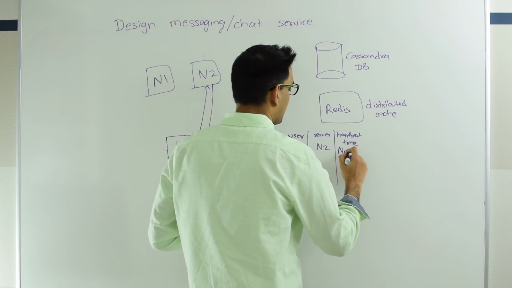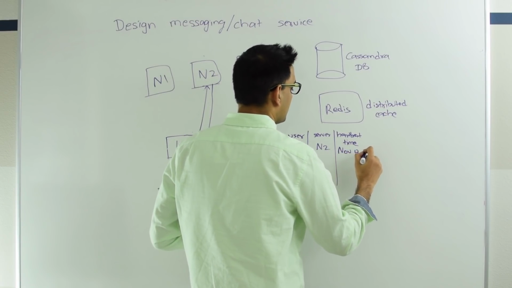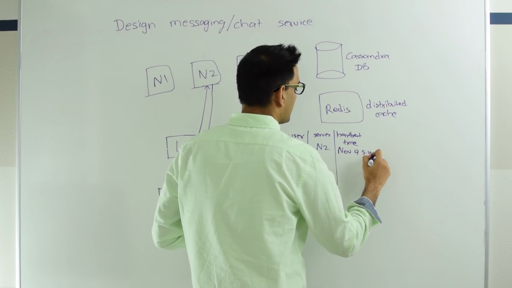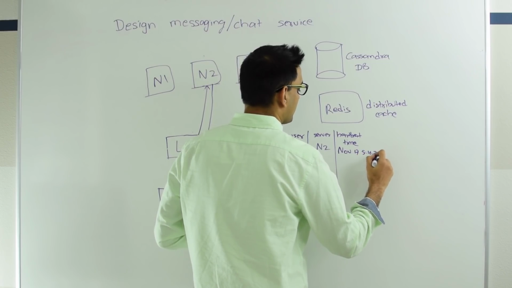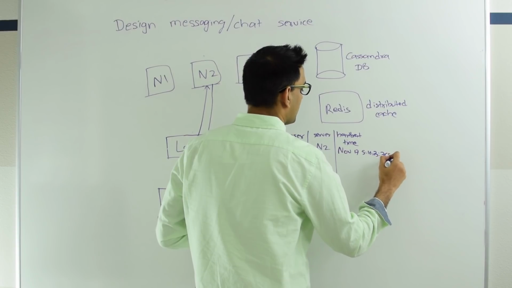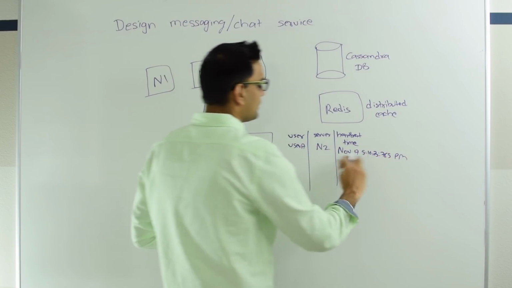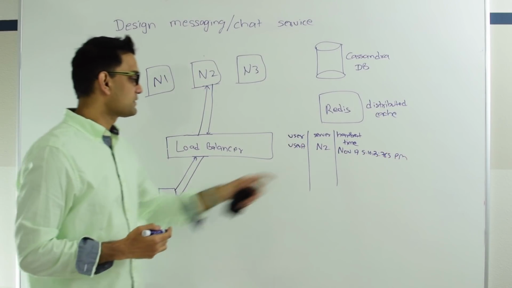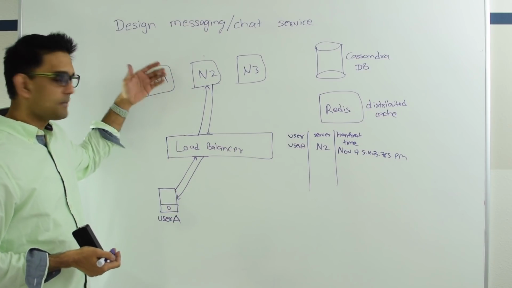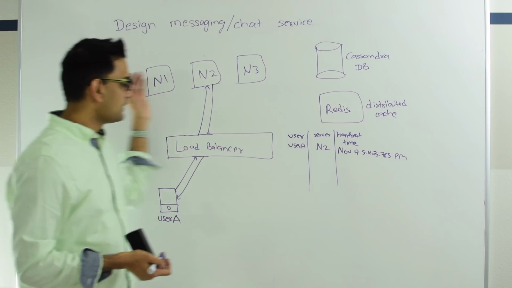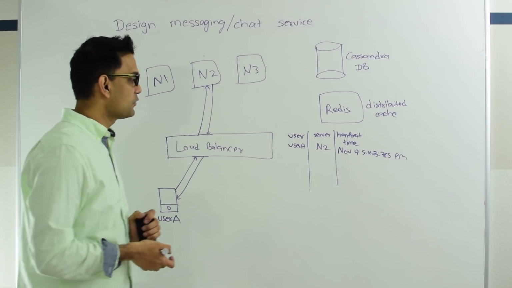So it could be like November 17th, 5:10 p.m. and 03 minutes, and then some milliseconds. So at this time, the last heartbeat was received, and every time N2 gets a new heartbeat from user A, it's just going to go and update that in Redis.